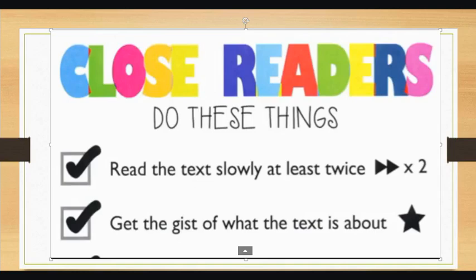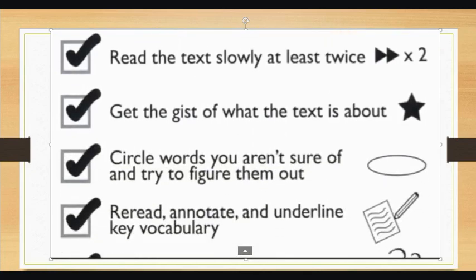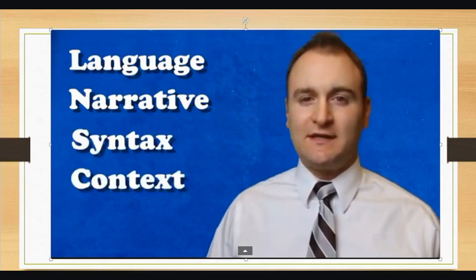During the first reading, I tell my students to read the text slowly and just get a gist of what the text is about. Also, while they read, I expect them to circle words that they don't know and words that they find interesting. After that first reading, this is where we're really starting to get into close reading. In the second reading, students should keep an eye out for language, narrative, syntax, and context.